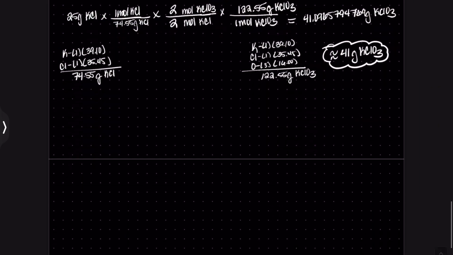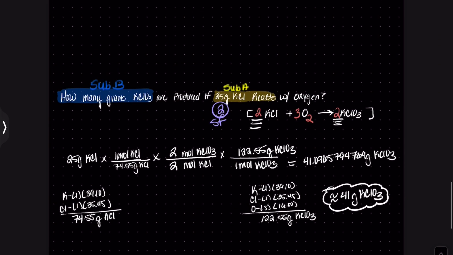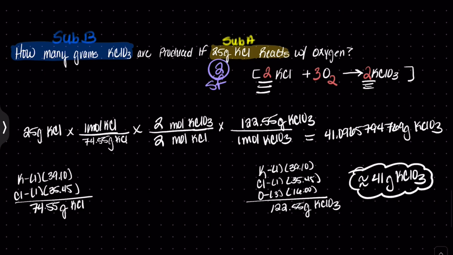All right, so that is the overview of reaction stoichiometry. I hope this is helpful for you to see how it happens. And that's the basis of how to go from one substance to the next. I'll see you in the next one.